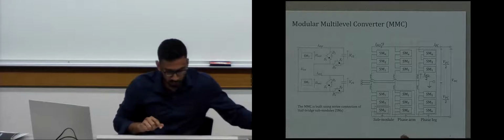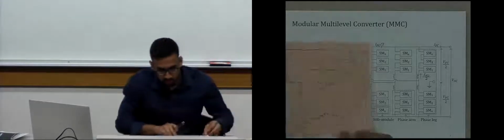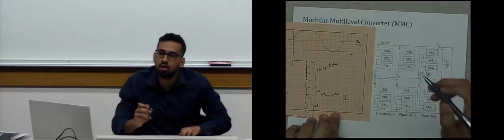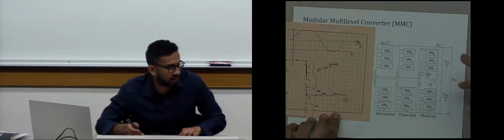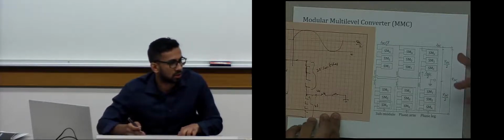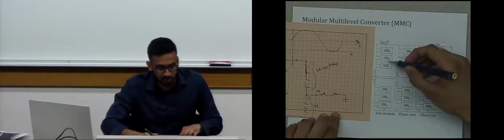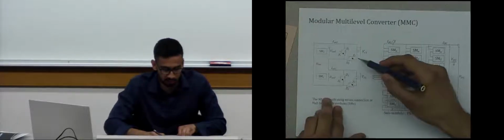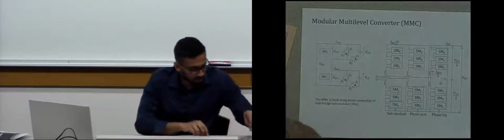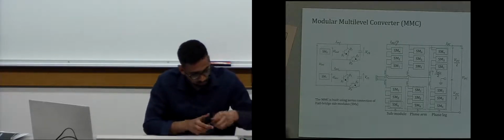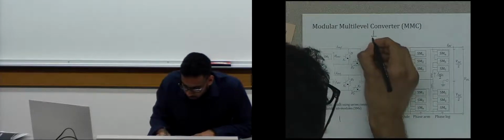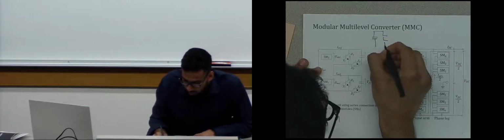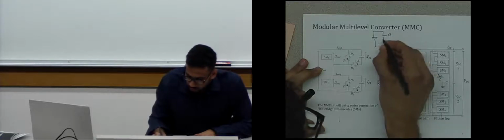As I told you, instead of series connected switches, like here, we have these submodules which are not always series connected. What I mean is, not all of them are on at any time, not all of them are off at any time. Some of them may be on, some of them may be off. Each submodule is a half bridge. It looks like this. There is a capacitor at the DC link, and there are two switches, S1 and S2, and the output is like that.